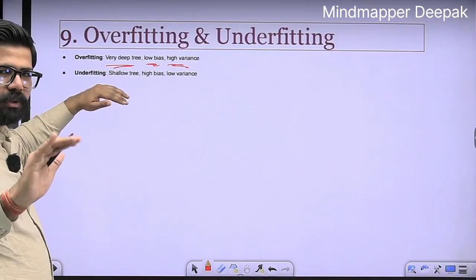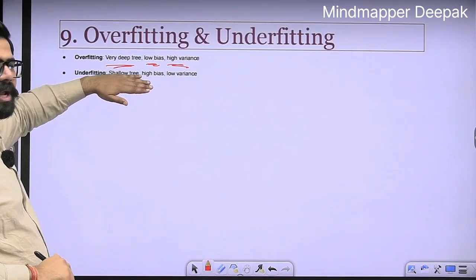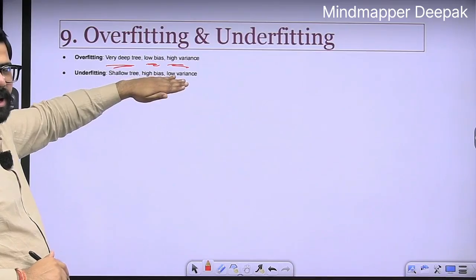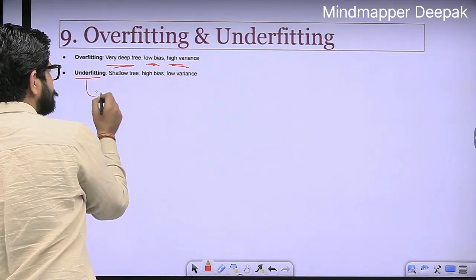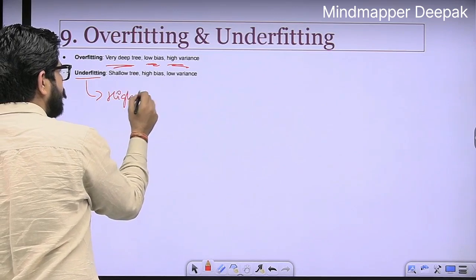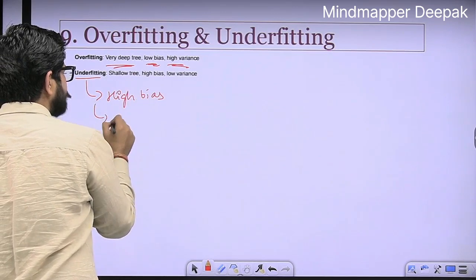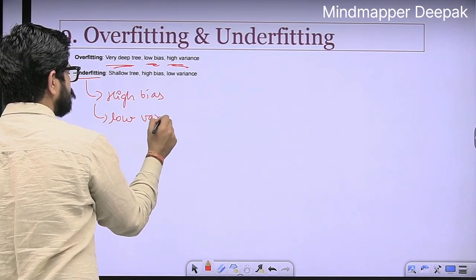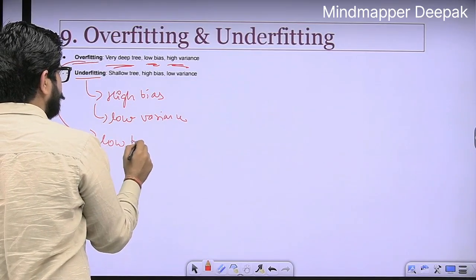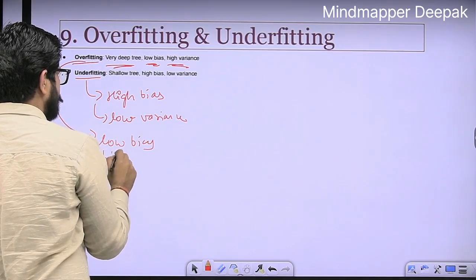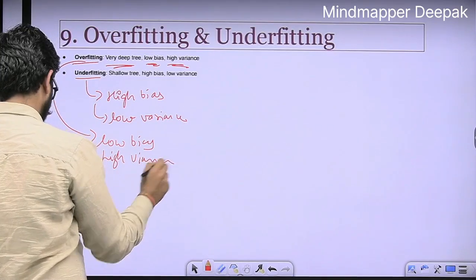Underfitting, I hope you know the meaning of underfitting. That means a shallow tree is required, high bias will be there and low variance will be there. Keep in mind, for the underfitting concept, high bias and low variance must be there, whereas in overfitting, low bias and high variance will be there.